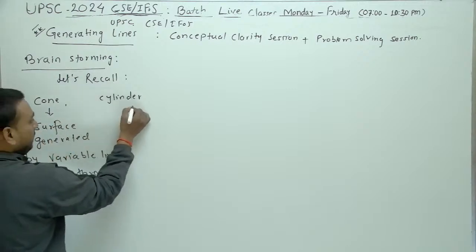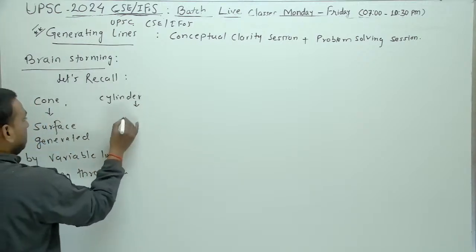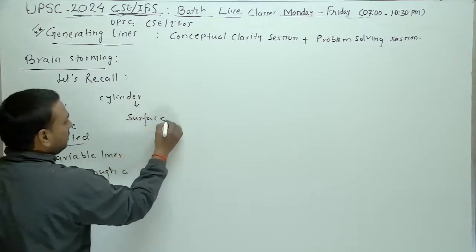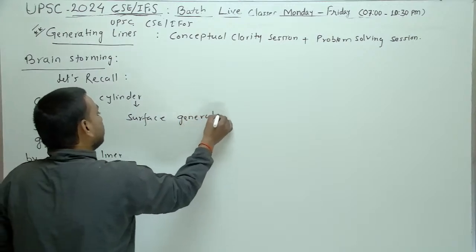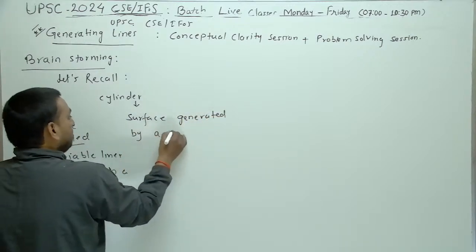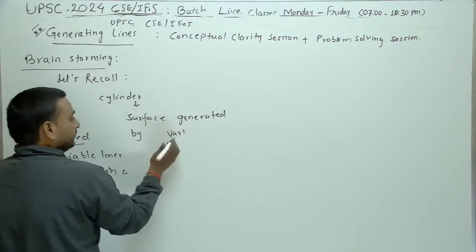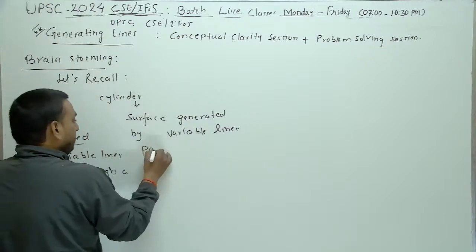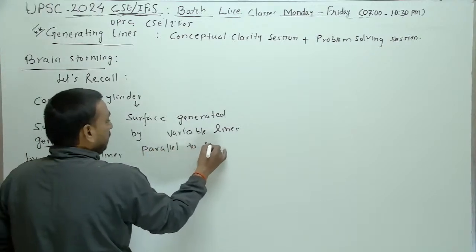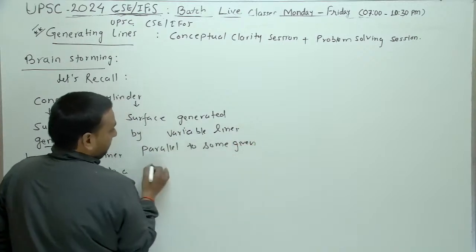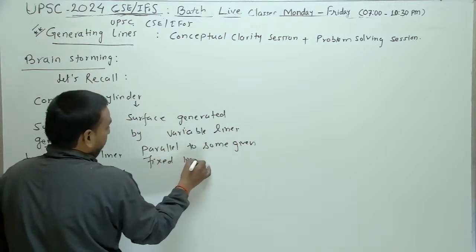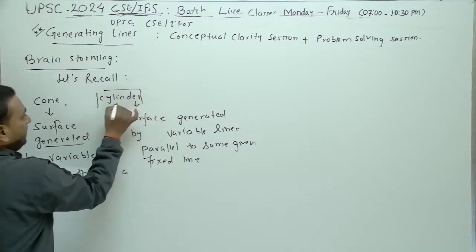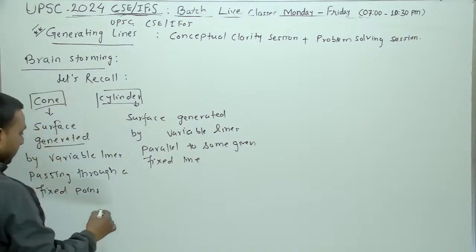Chale. When you talk about cylinder, this is also a surface. Please underline the word generated. This is also a surface generated by variable lines. When I say line, that means a straight line, variable lines parallel to some given fixed line. Right. So these two surfaces we have already dealt with.